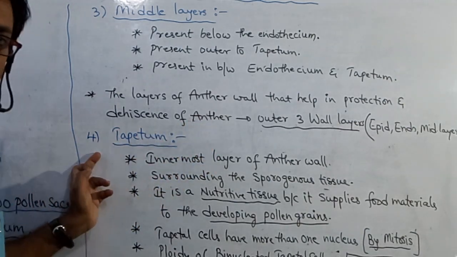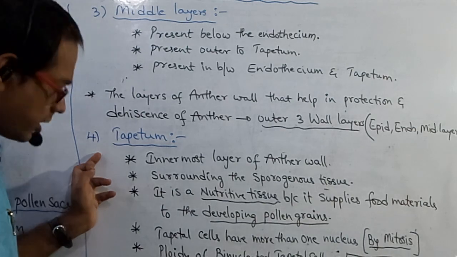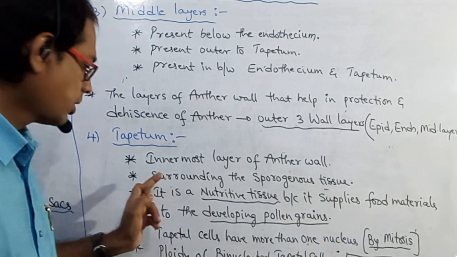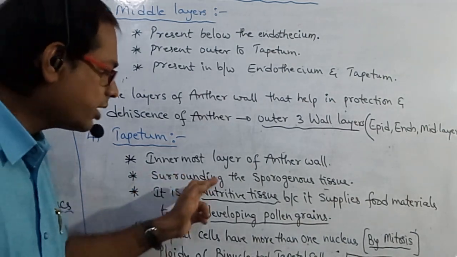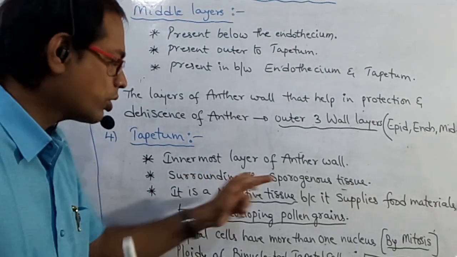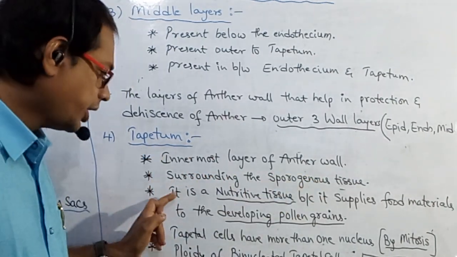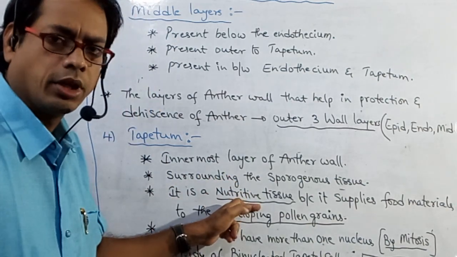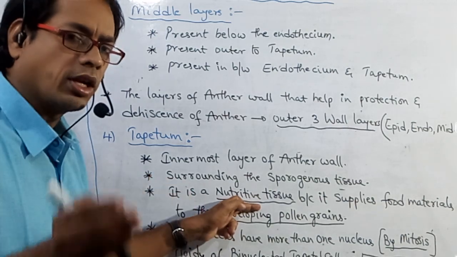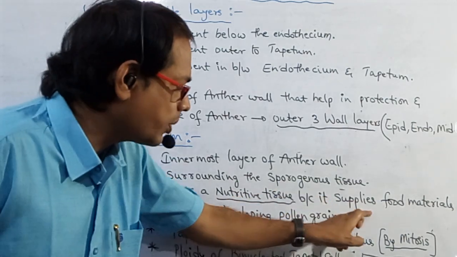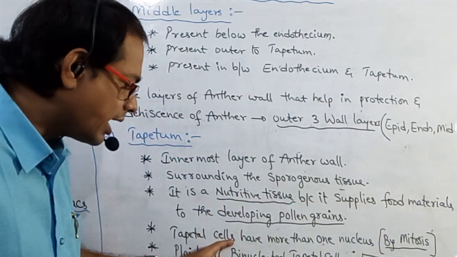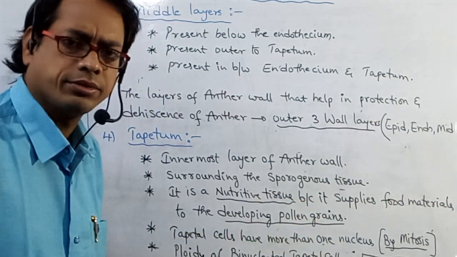Next part, tapetum. Innermost layer of anther wall, surrounding the sporogenous tissue. The layer that is present surrounding the sporogenous tissue is tapetum. It is a nutritive tissue. Nutritive tissue means it supplies food materials for the developing pollen grains. Tapetal cells have more than one nucleus.